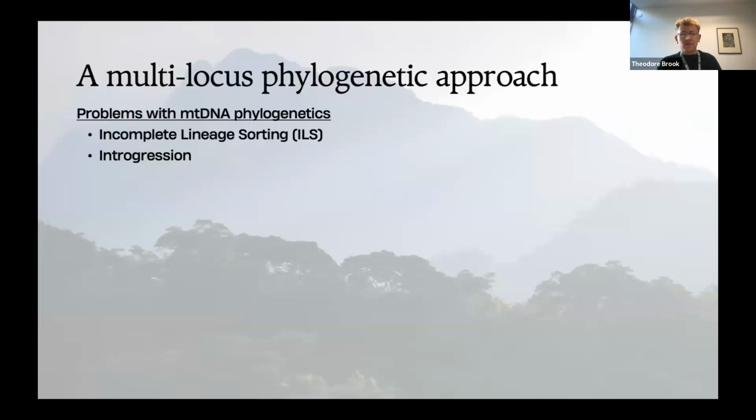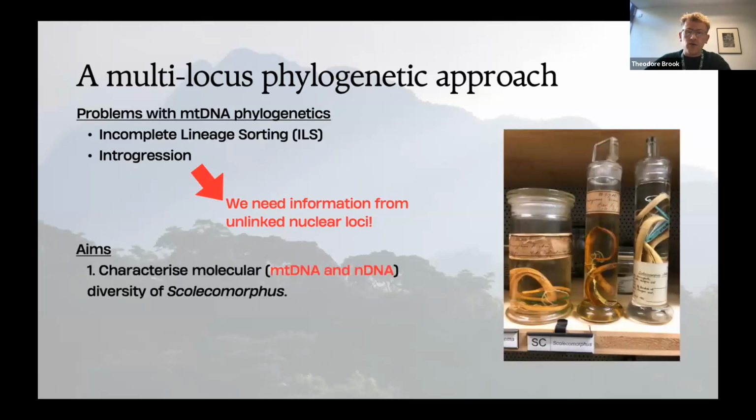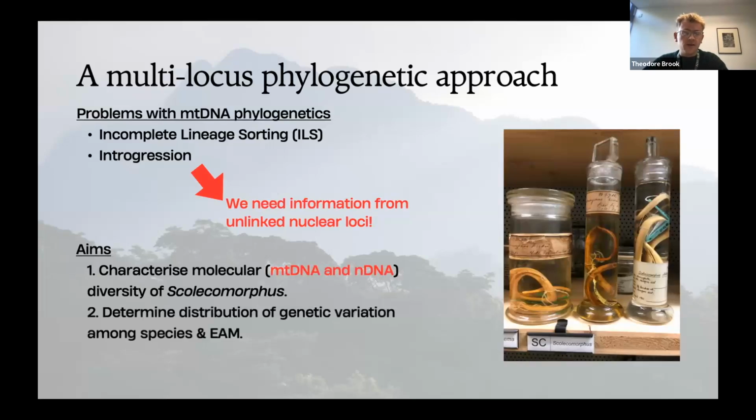As we know, many molecular phylogenies rely on mitochondrial data, but we're aware of the issues surrounding this, such as incomplete lineage sorting and introgression, which can lead to gene tree, species tree discordance. So here we're using multiple unlinked loci from nuclear and mitochondrial markers to generate the phylogeny. Using museum specimens, we're aiming to characterize the molecular diversity of the genus, determine the distribution of genetic variation among the species and the Eastern Arc Mountains, and test whether the current taxonomy holds up.